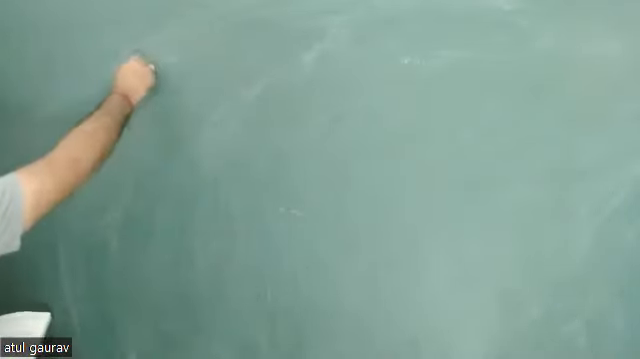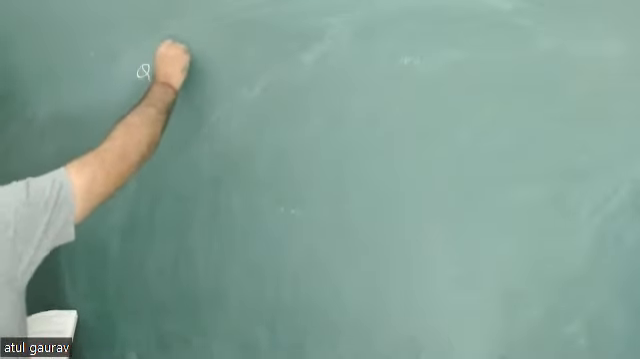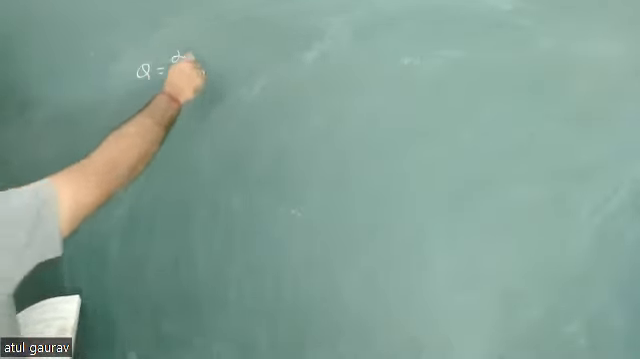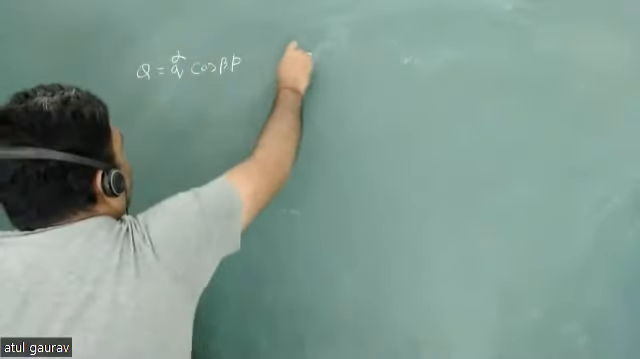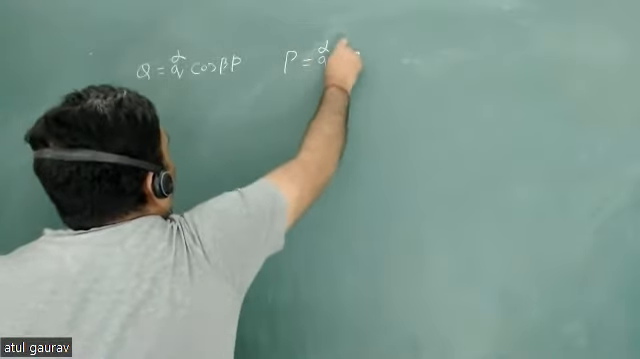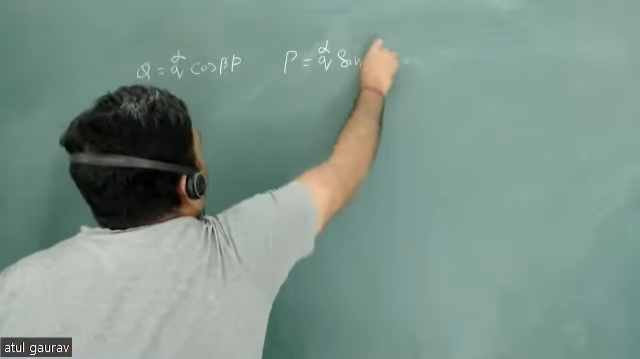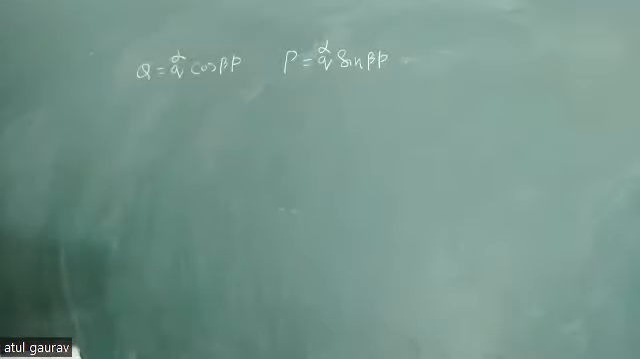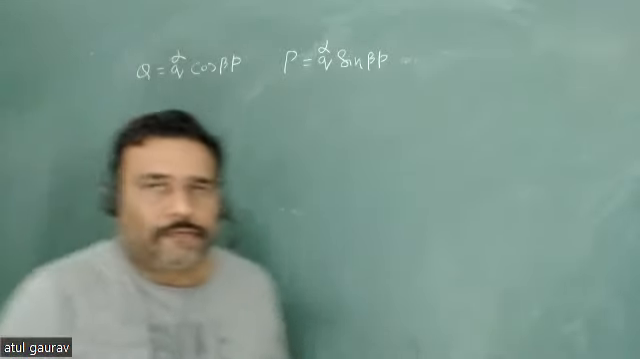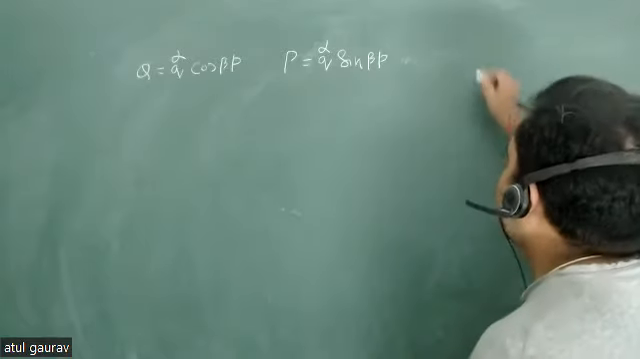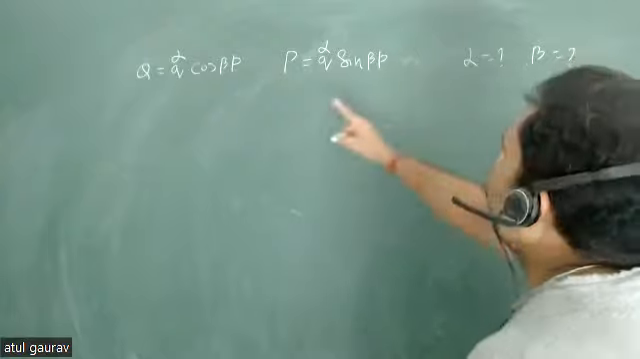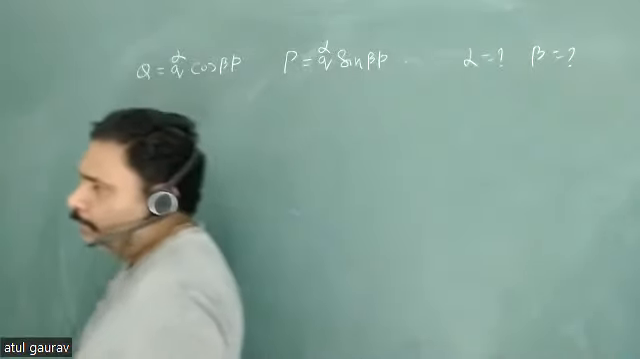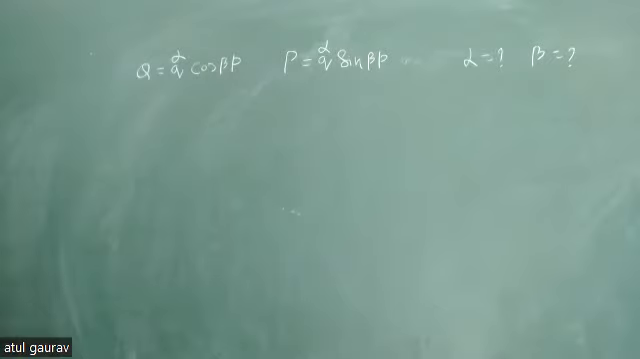So we have Q is equal to q to the power alpha cos beta p, and P is equal to q to the power alpha sin beta p, and we have to find alpha and beta. We have to find the values of alpha and beta such that this transformation is canonical. You have to find what the values of alpha and beta are so that this transformation is canonical.